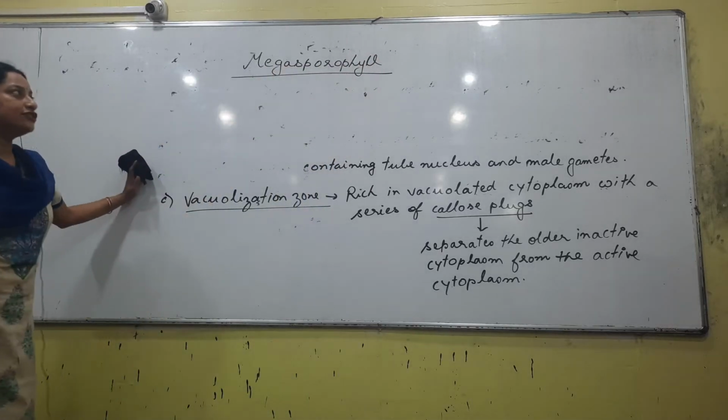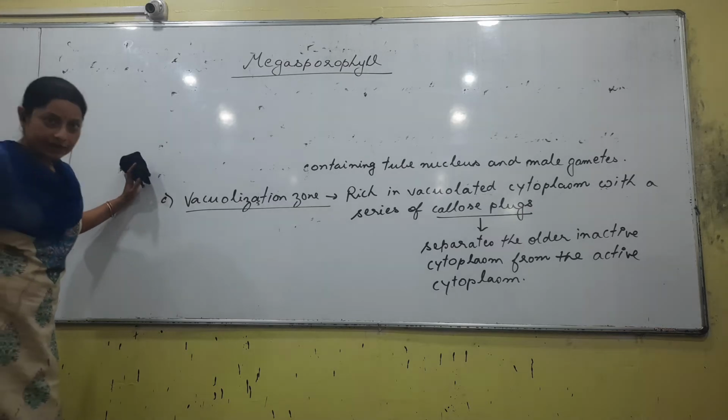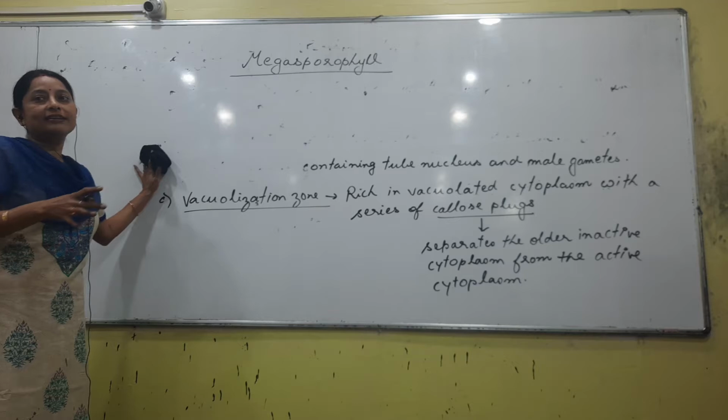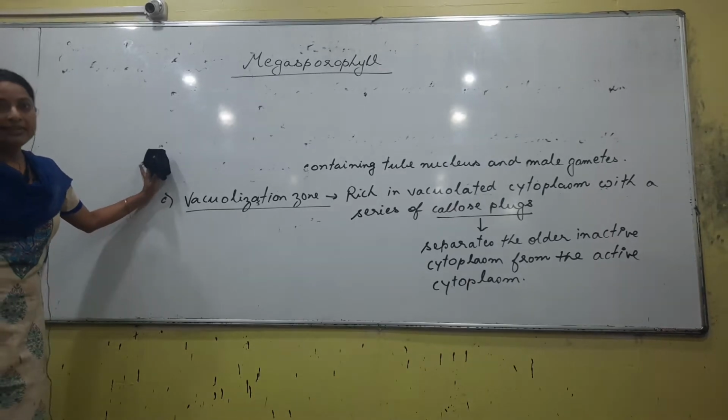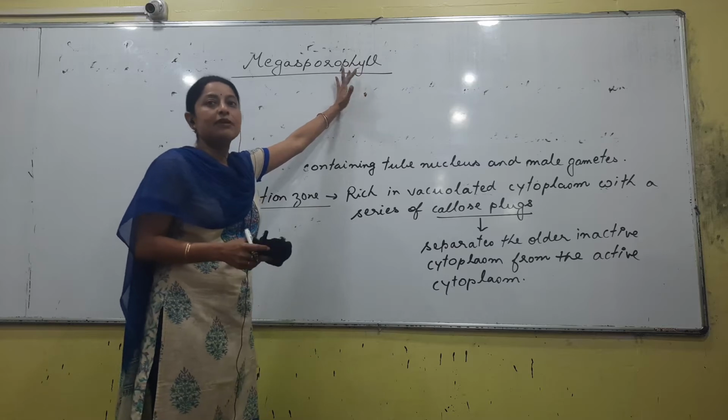So, in case of angiosperms, what is megasporophyll? Okay, the whole part, the carpel or the pistil, right? Because we are talking about a leaf-like structure, and what is that leaf-like structure? The carpel or the pistil.